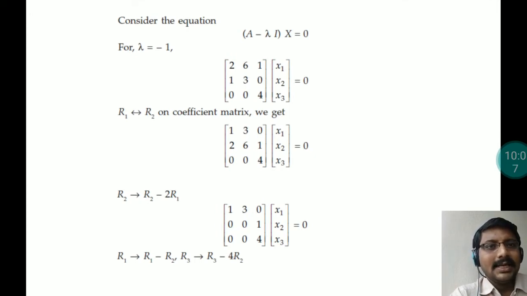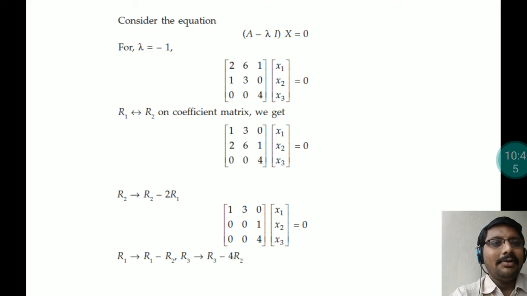Here, considering lambda equal to -1 as an eigenvalue, and x is the non-zero vector satisfying the equation (A minus lambda I) x equal to 0, or Ax equal to lambda x. Replacing lambda with -1, that means adding 1 to the principal diagonal elements of A. We get the equivalent matrix [2, 6, 1; 1, 3, 0; 0, 0, 4] times [x1, x2, x3] equal to 0.